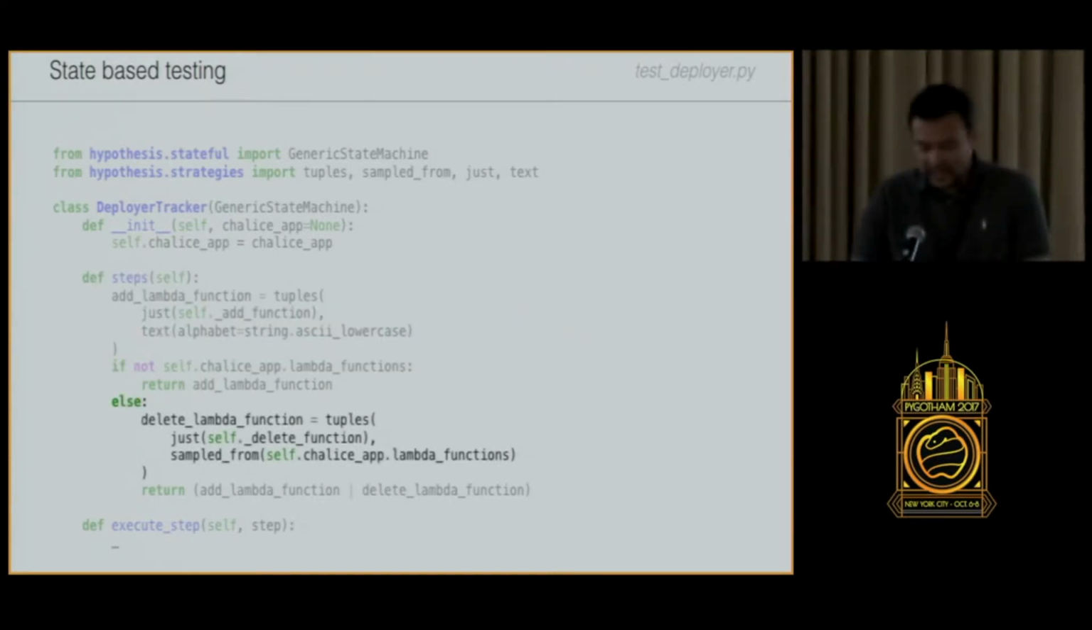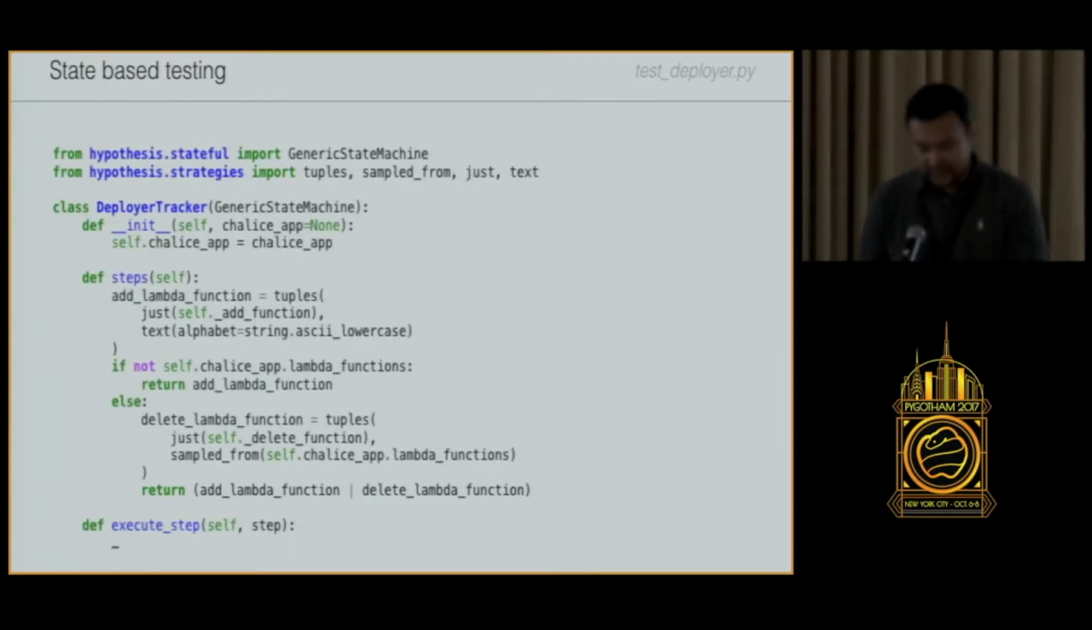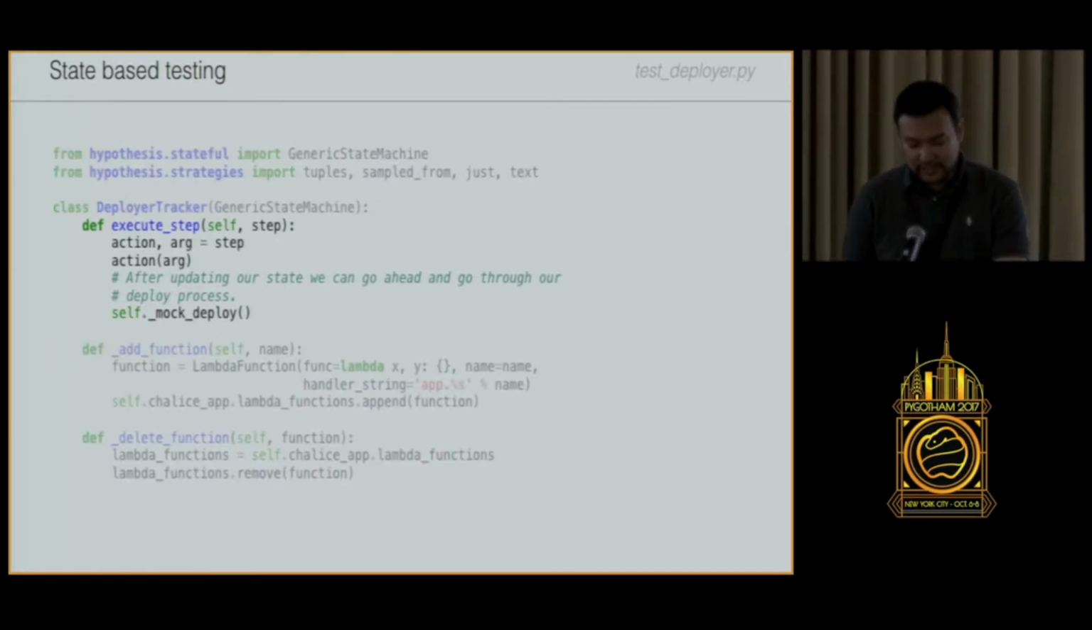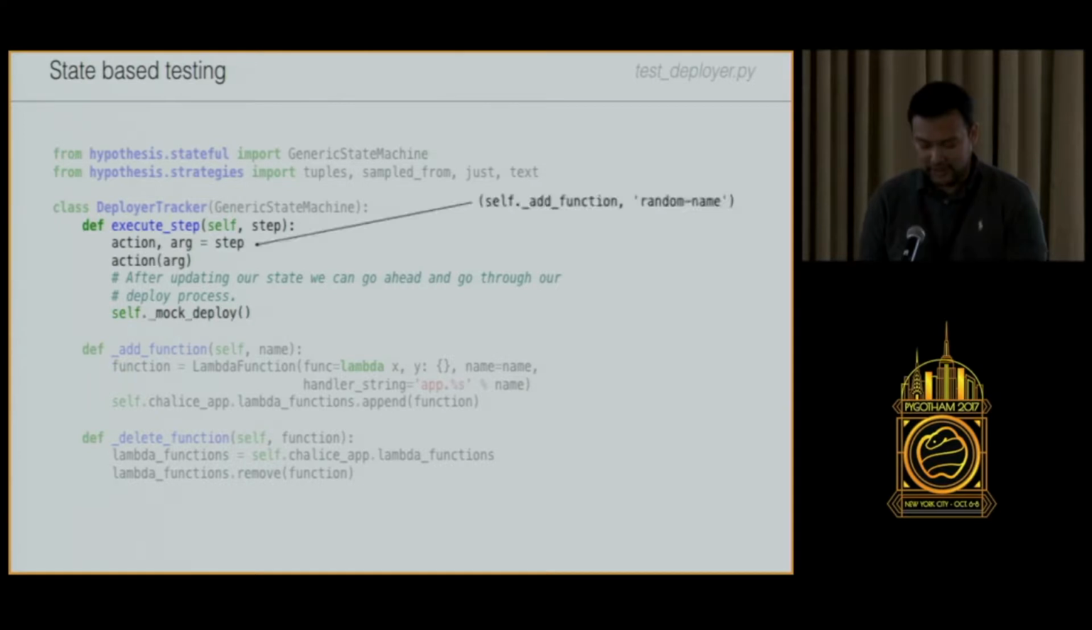Otherwise, if you have at least one Lambda function, you can then either add a function or delete a function. And here what we're saying is randomly pick one of our functions that we know about and just delete it. And then this syntax here is just saying now you have a choice. So hypothesis will pick one or the other. Okay, so once we've done that, we look at our execute step. Our execute step is pretty straightforward. Again, we're going to be passed the method that we want to execute and then the argument here, so something like add function.